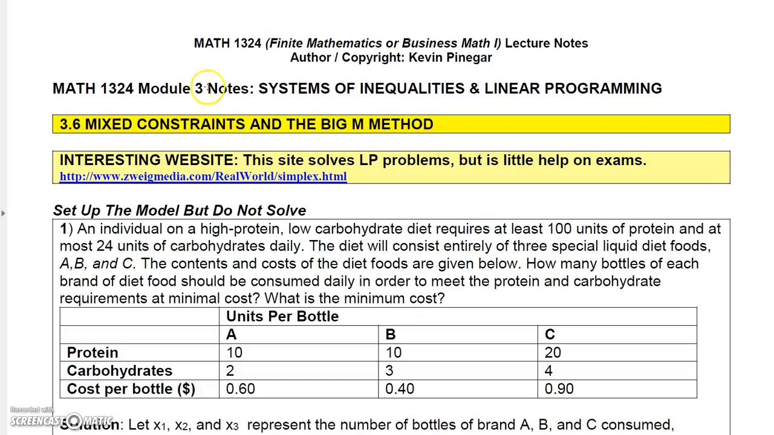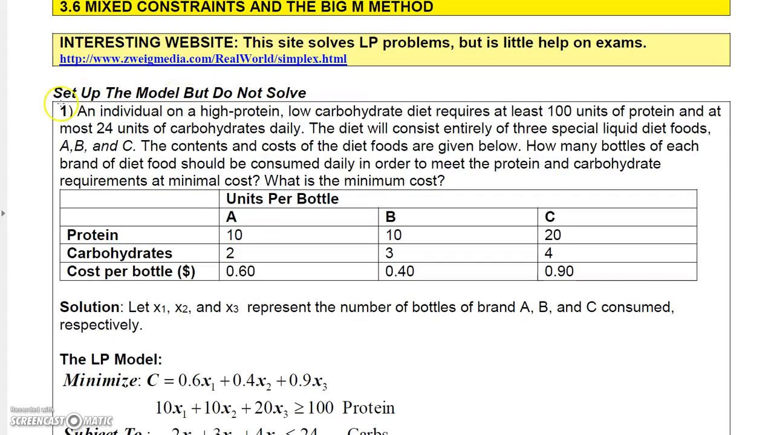problems. This first problem says an individual on a high protein, low carb diet requires at least 100 units of protein and at most 24 units of carbohydrates. The diet will consist entirely of 3 special liquid diet foods, A, B, and C, and the contents and cost of the diet foods are given in the table. How many bottles of each brand of diet food should be consumed daily in order to meet the protein and carbohydrates requirements at a minimal cost?